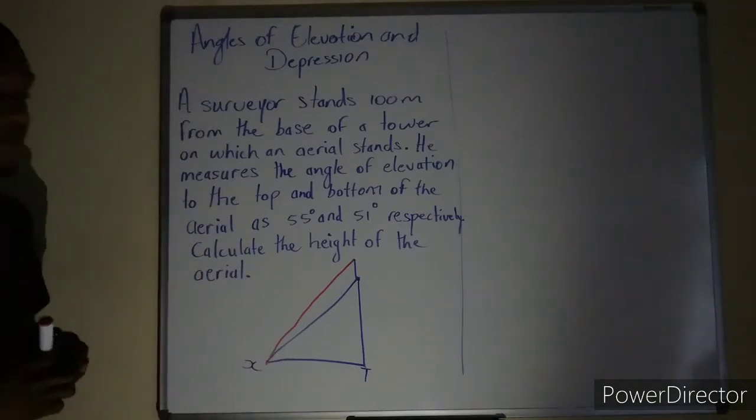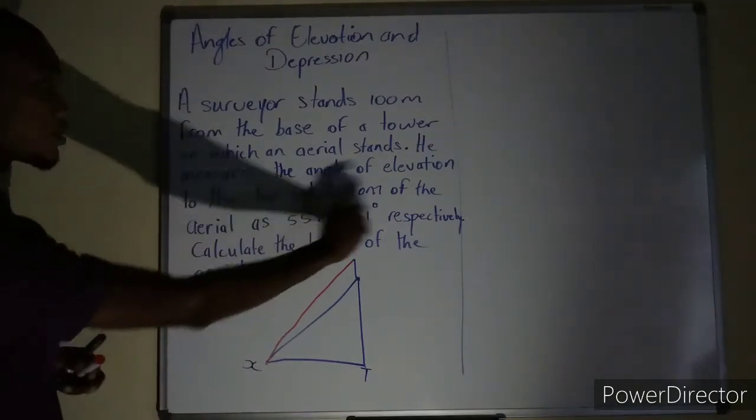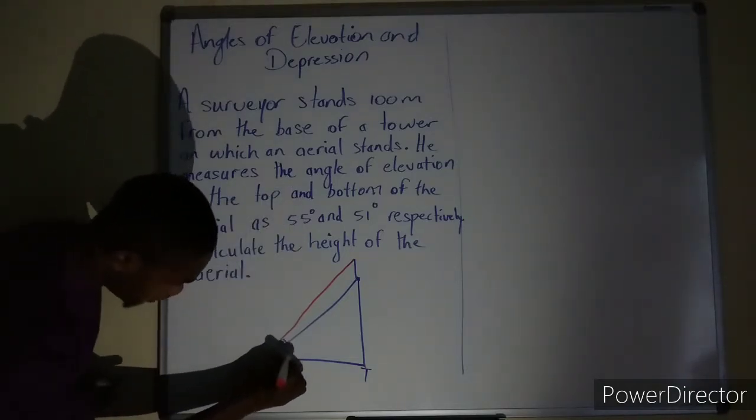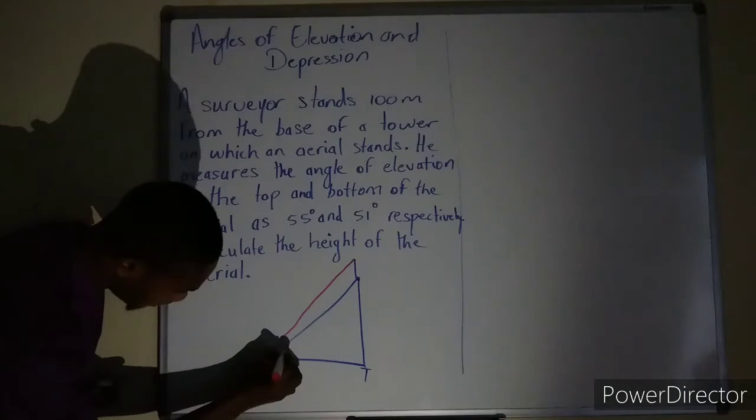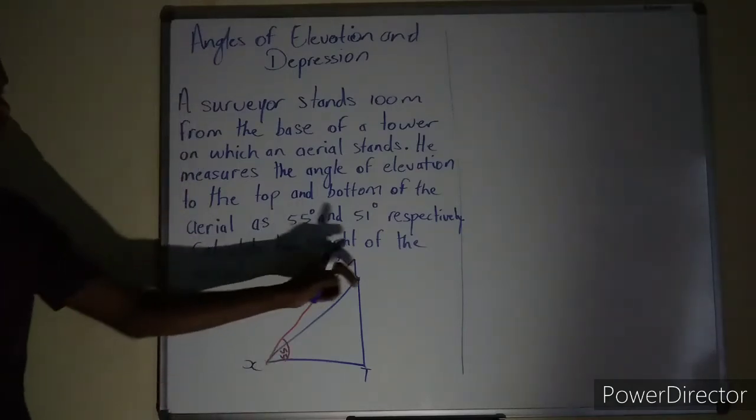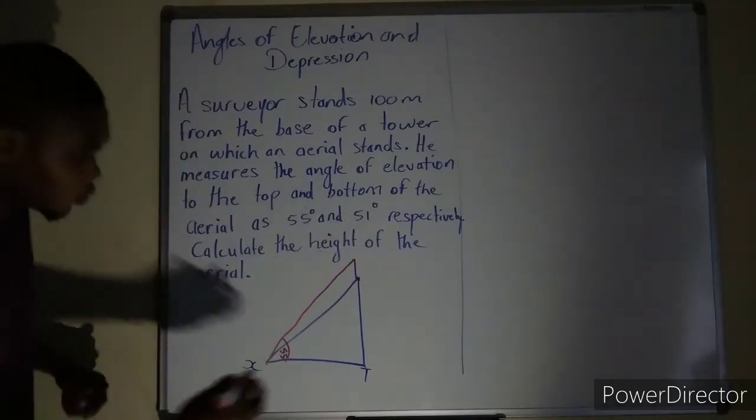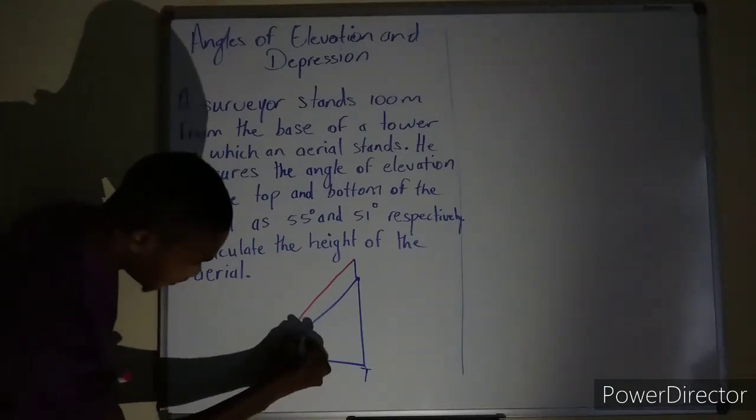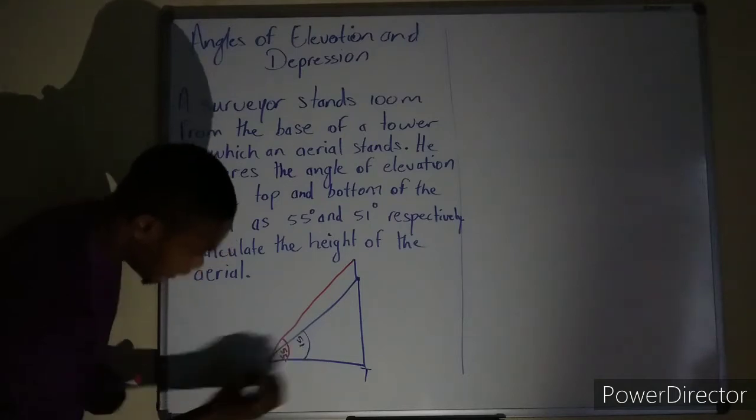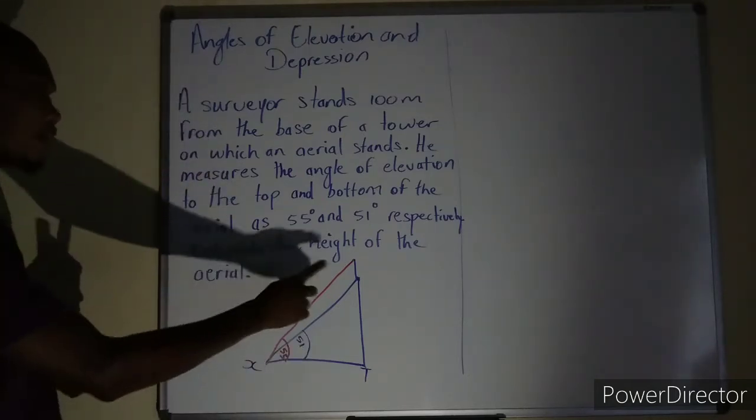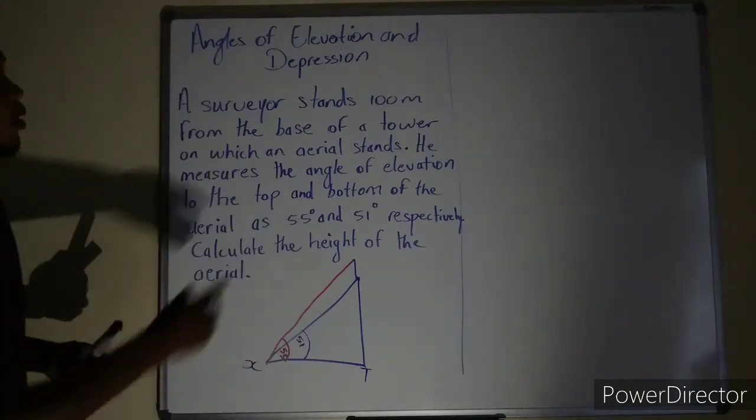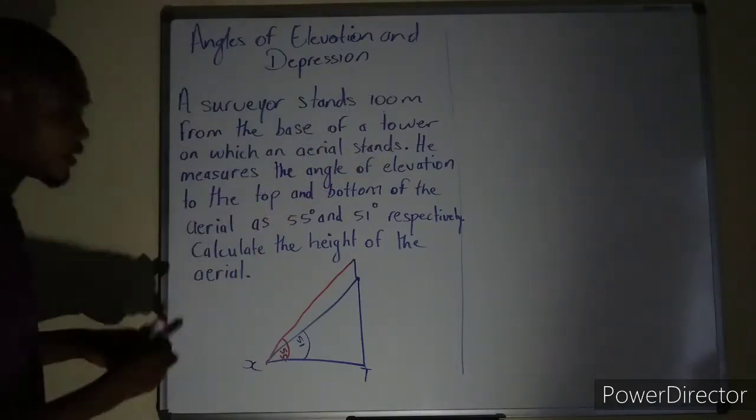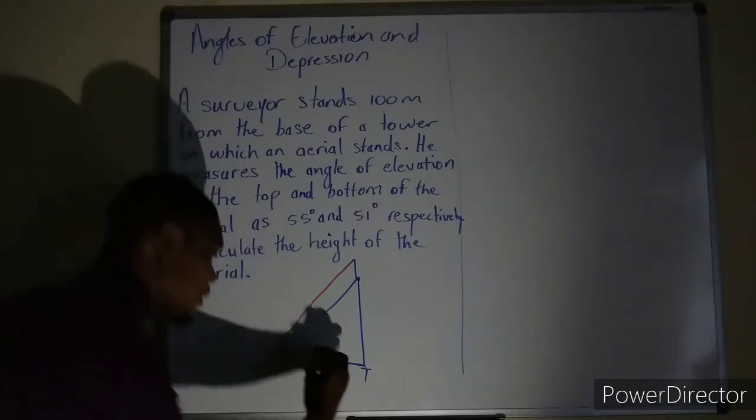So both of them will be there. So now it says that from the top and bottom, so 55 degrees is from the top of this surveyor, the aerial, so that's 55 degrees. And then it says the bottom part is 51 degrees. So that means this part here, the inner part only, is 51 degrees. Then it says calculate the height of the aerial. Now put in your 100 because it says stands 100 meters from the base. So from the base, 100 meters.